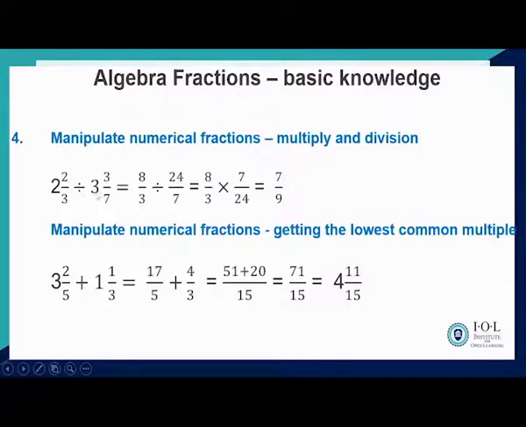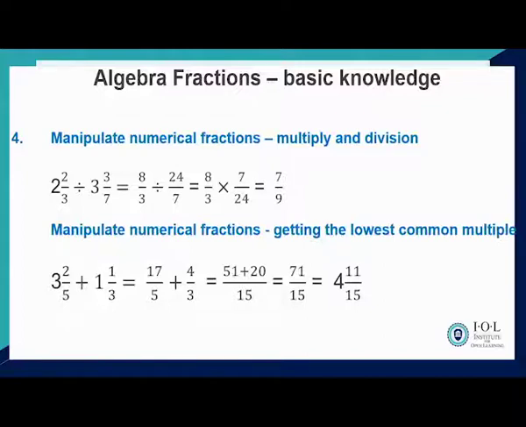Divide by, now let's first make this an improper fraction: 3 times 7 is 21, 21 plus the 3 is 24. Now, division, I can't work with division. Division is the same as multiply by the inverse. So I have to swap the top and bottom around. 7 on 24 becomes 24 on 7.